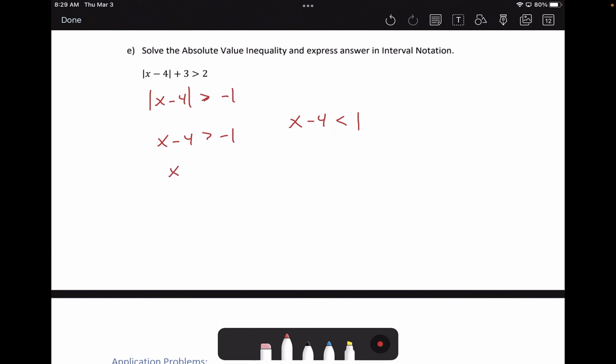Add 4 to both sides. And we get these two inequalities. Let's graph them. 3 going to the right, and 5 going to the left. They meet in the middle, so our interval, 3 to 5. Open parentheses because the 3 and the 5 are not included.